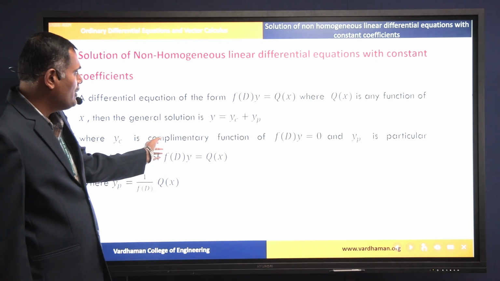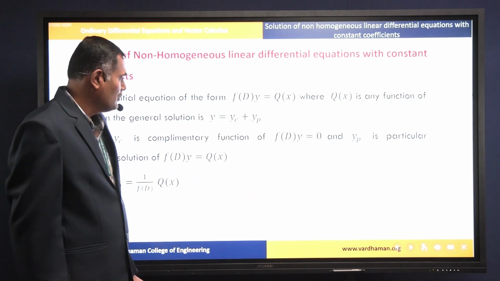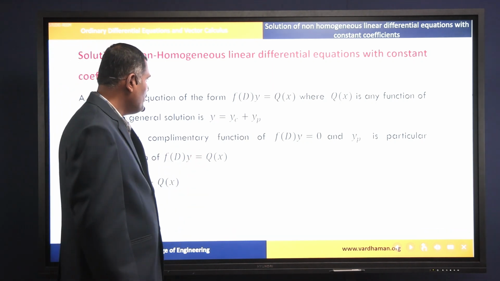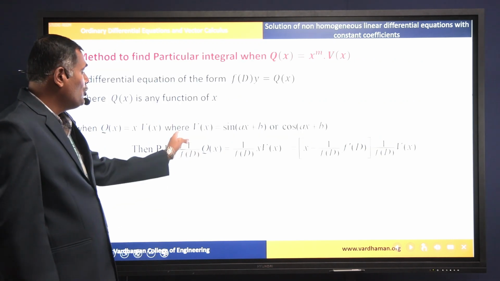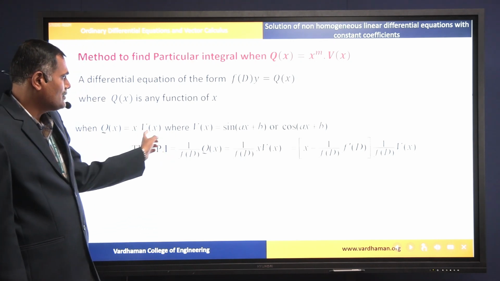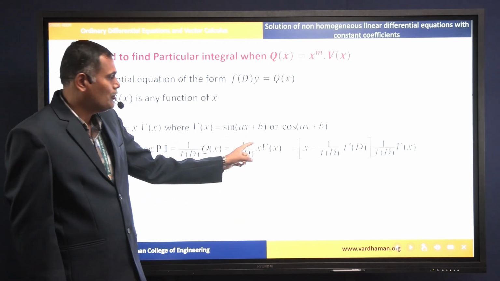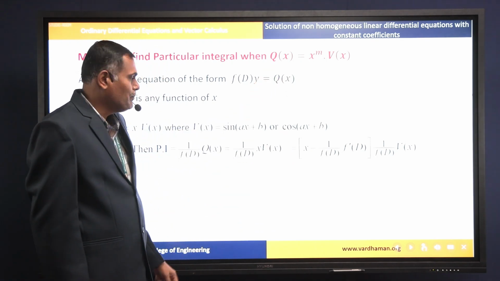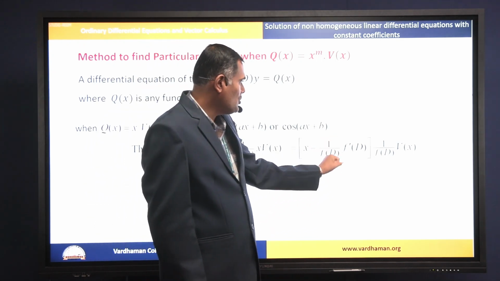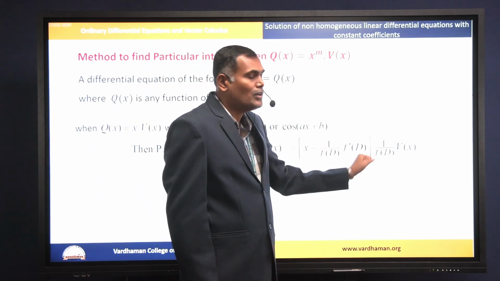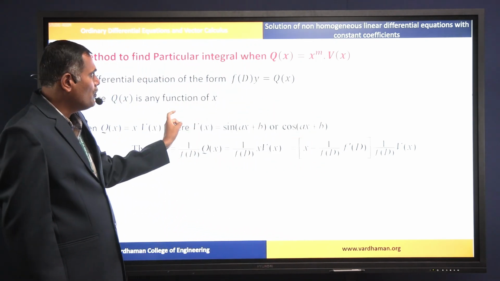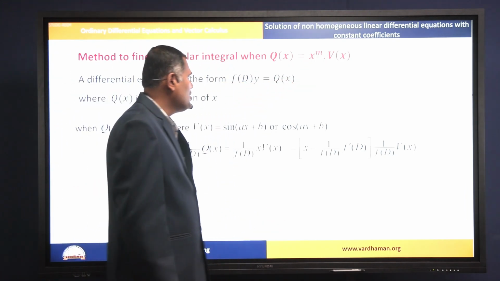In my earlier videos we discussed how to find the complementary function. Today I'm going to discuss how to find the particular integral when Q is of the form x power m into V. When Q is of the form x power m into V, the formula for the particular integral says: x minus 1 by f of D into f dash of D into 1 by f of D into V of x. M is a positive integer in this case.